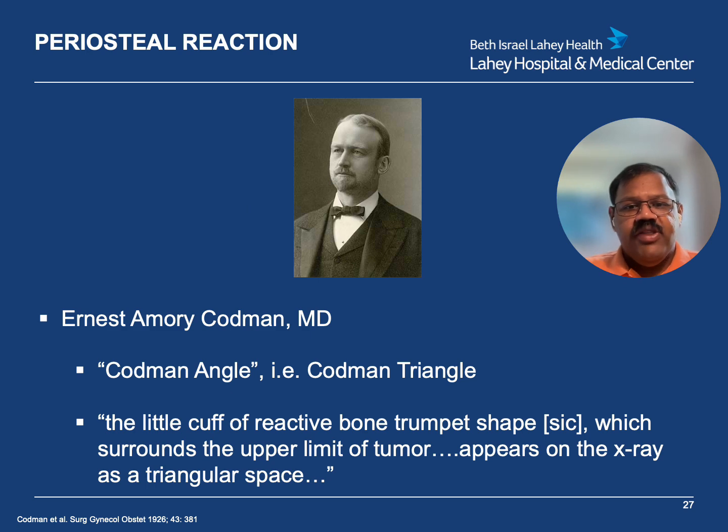So one of the most common periosteal reactions that we see is the Codman triangle. This was named after Ernest Amory Codman, and it refers to the little cup of reactive bone that's almost trumpet-shaped, which surrounds the upper limit of the tumor and appears on the X-ray as a triangular space. So imagine you have an underlying tumor that's rapidly growing, rapidly pushing through the cortical bone and causing elevation of that thick periosteum on the surface of the bone. And where that periosteum joins back to the surface of the cortex and the start of that elevation occurs, you form this kind of triangular shape or triangular window, and that's referred to as a Codman's triangle.